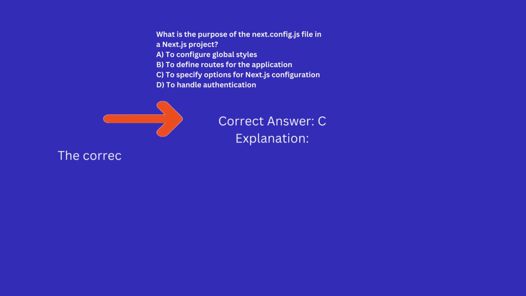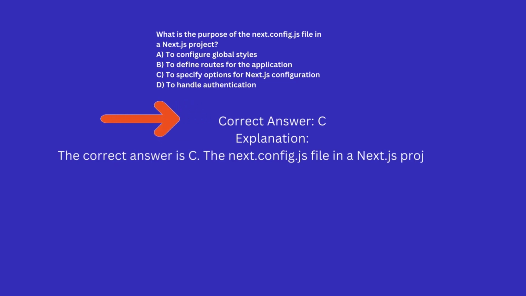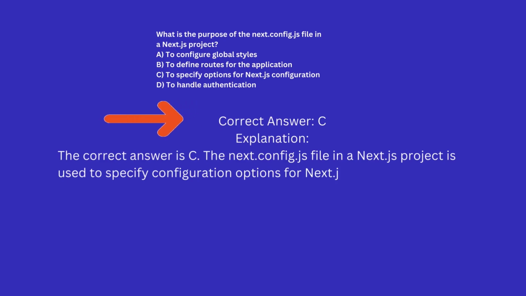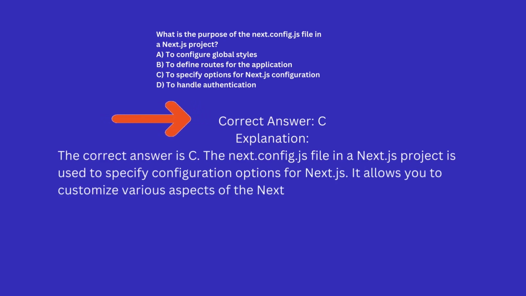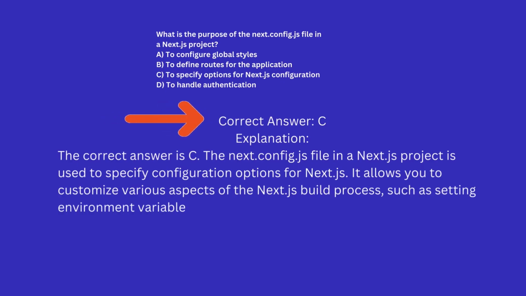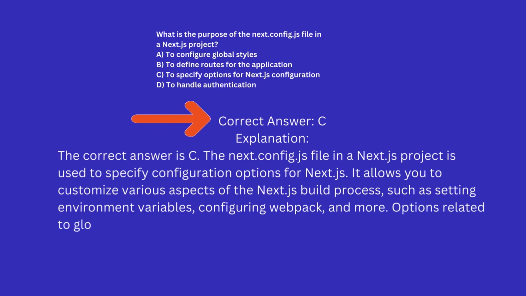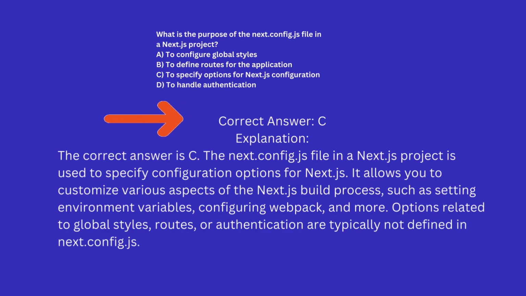Explanation. The correct answer is C. The next.config.js file in a Next.js project is used to specify configuration options for Next.js. It allows you to customize various aspects of the Next.js build process, such as setting environment variables, configuring Webpack, and more. Options related to global styles, routes, or authentication are typically not defined in next.config.js.